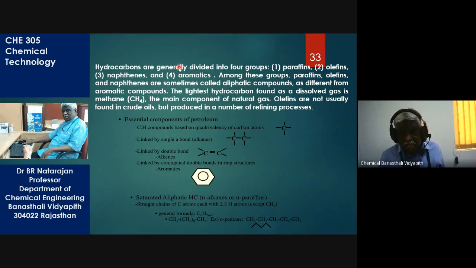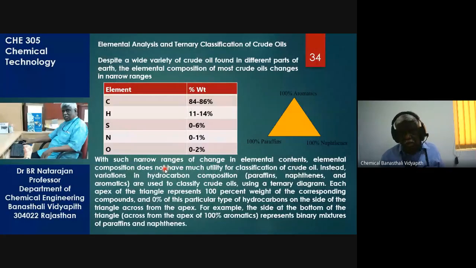Right. So the essential components are carbon-hydrogen compounds linked by a single bond, linked by a double bond as alkene, and located by conjugated double bonds in ring structures. Saturated aliphatic, alkane, you have a general formula CnH2n+2. Right. So these are all the possible organic chemicals that can be found in crude oil.